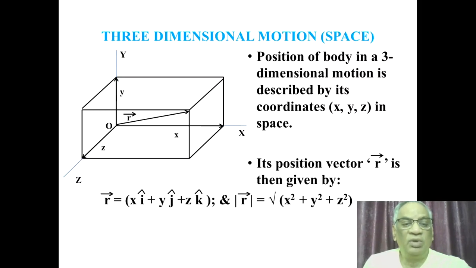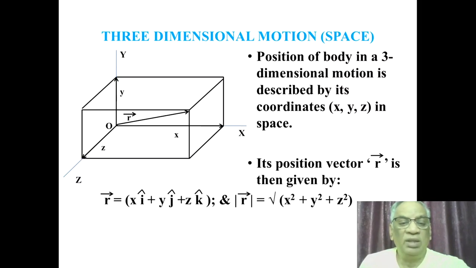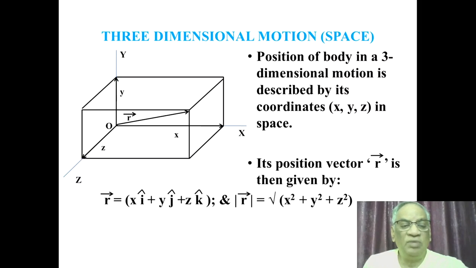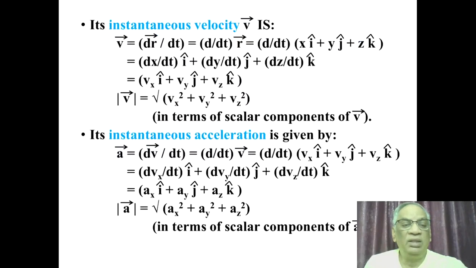If we consider three-dimensional motion in space, then the position of an object or a body in three-dimensional motion can be described by all three coordinates in the XYZ system. The coordinates are x, y, z. The position vector is given by r bar is equal to x i plus y j plus z k, and its magnitude is given by square root of x square plus y square plus z square. In this case, the instantaneous velocity is given by v bar is equal to dr by dt, that is d by dt of r bar, that is d by dt of x i, y j, z k.